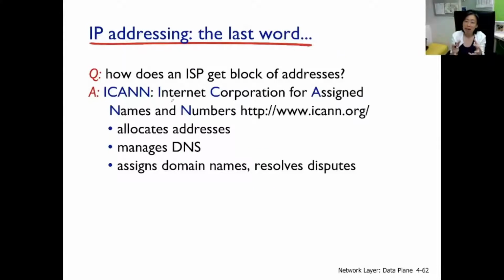Now, we get the block of IP addresses from our ISP, but the next question to ask: how does the ISP get its own block of IP addresses? It's like saying the system admin asks the higher level system admin, who asks the even higher level system admin, right? And this goes on. Who's the highest level system admin? Where's the end? Yeah, this organization is the end. So ICANN here is the highest level system admin.